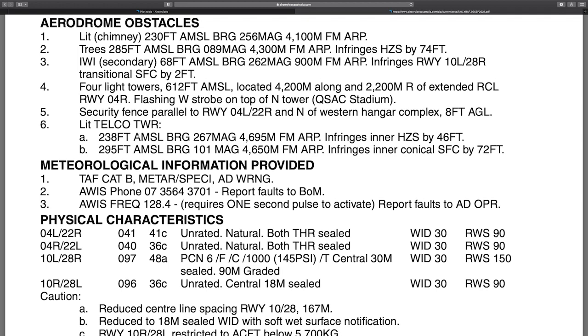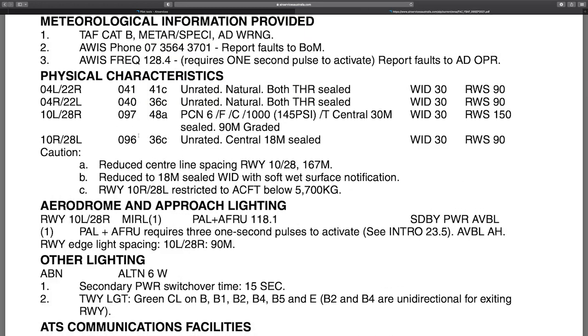The next item down, meteorological information provided. In this section, it just lists what's available to the pilot when it comes to meteorological information. So we have a AF, and it's a category B aerodrome. We have a METAR and special service that's available on the NAIPS weather services. And we also have an aerodrome warning system available as well.